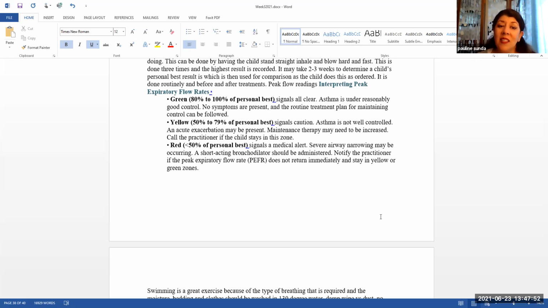Red. So this is less than 50% of the personal best. This is actually a medical alert. You've got severe airway narrowing. There may be some significant issues. A short-acting bronchodilator should be administered. You want to notify the practitioner if the peak flow rate does not return immediately or if they stay in the yellow zone.